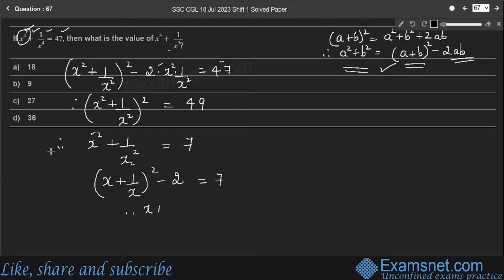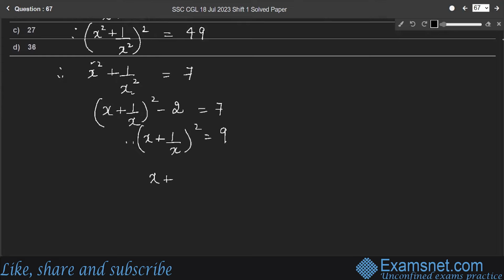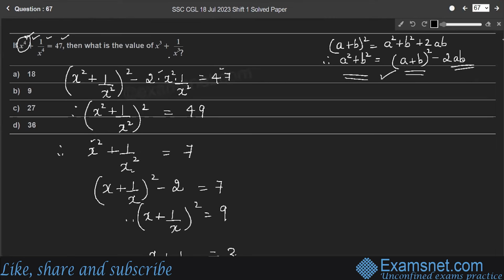Therefore, x plus 1 by x, right? The whole square is 7 plus 2, which is 9. So x plus 1 by x is equal to root 9, which is 3. Root of 9 is 3. Here, look at the question. We need to find the value of x cube plus 1 by x cube, right?